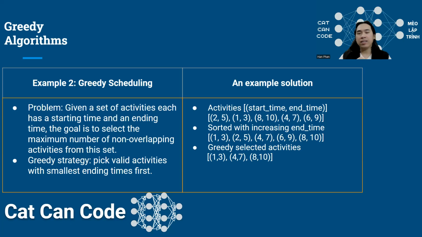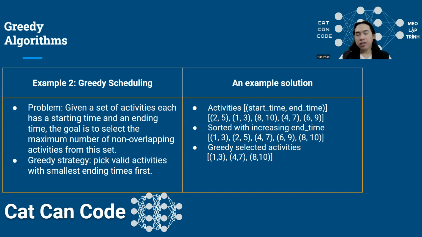Okay, so in my example, I have the set of activities here with the starting time and the ending time: 2, 5, 1, 3, 8, 10, 4, 7, and 6, 9. First, to perform this greedy strategy, I need to sort these activities in increasing order of the ending time, because I want to greedily choose the smallest ending time first, right? So the sorted list is going to be 1, 3, 2, 5, 4, 7, 6, 9, 8, 10. You can see here the ending time is in increasing order: 3, 5, 7, 9, and 10.